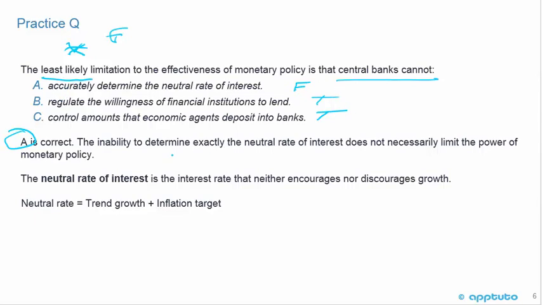The inability to determine exactly the neutral interest rate does not necessarily limit the power of monetary policy. So a quick review: the neutral rate of interest is the interest rate that neither encourages nor discourages growth. So the neutral rate equals the trend growth plus the inflation target, okay? Turn it into a true or false. We had 2 trues there, 1 false. So the correct answer is A. And that's the last slide for this LOS.